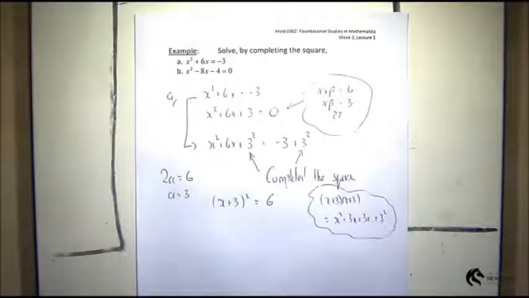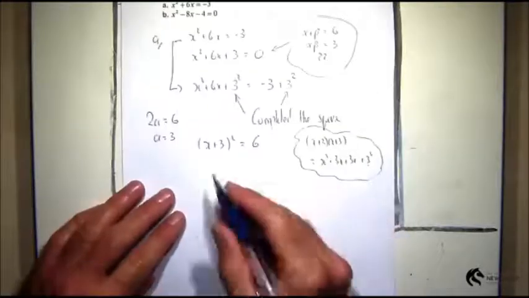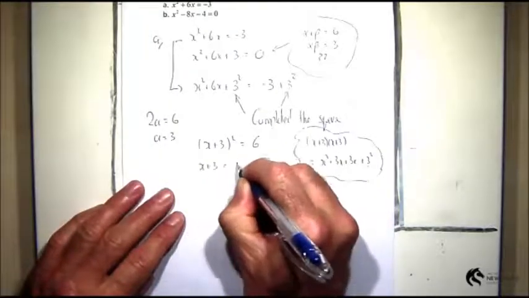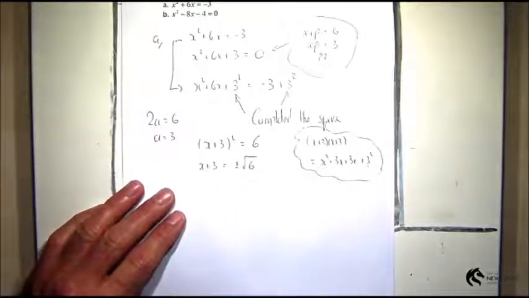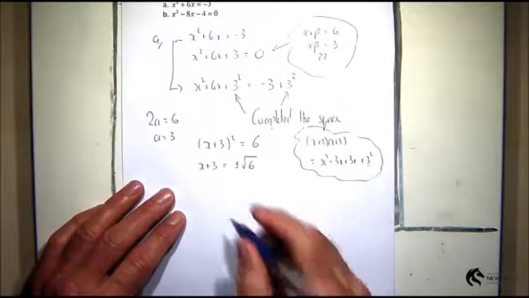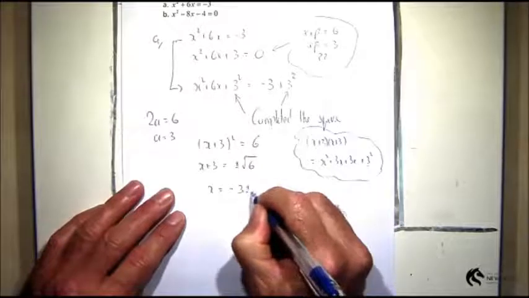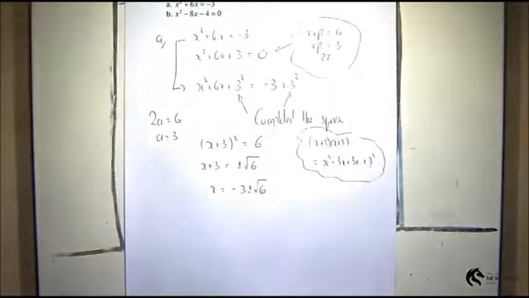And now that I've got it like that, I can just go back and do exactly what I did back here in these examples. It's going to be like this one. I can now do it. So I now do as my previous example says. So therefore, x plus 3 is equal to plus or minus the square root of 6. Take the square root of both sides. So x is equal to minus 3 plus or minus the square root of 6. They are my solutions.